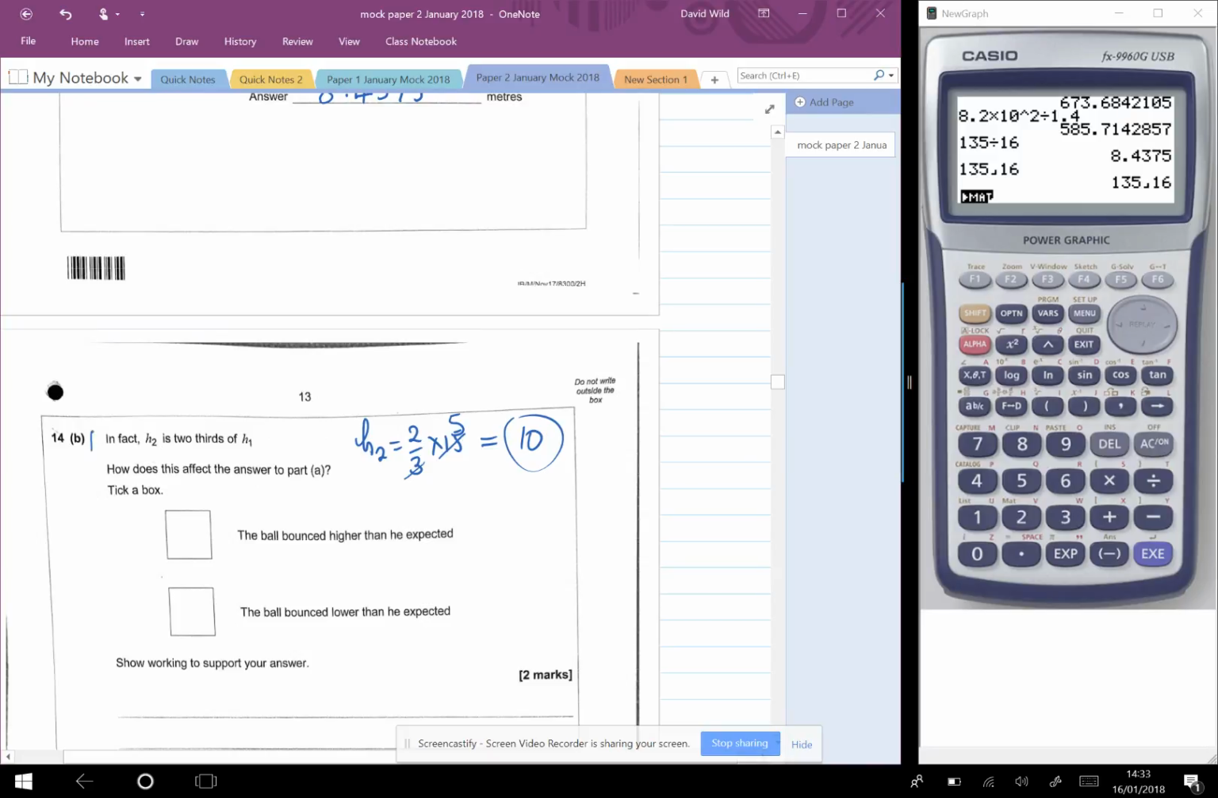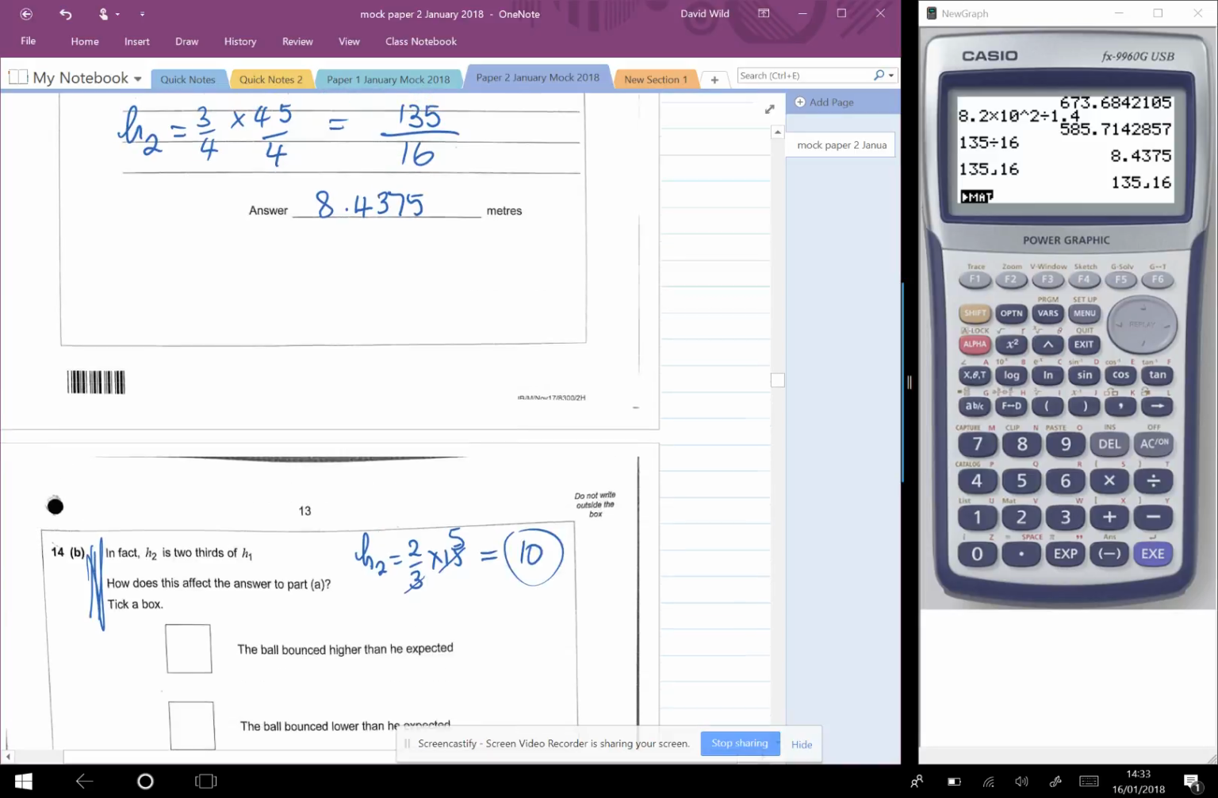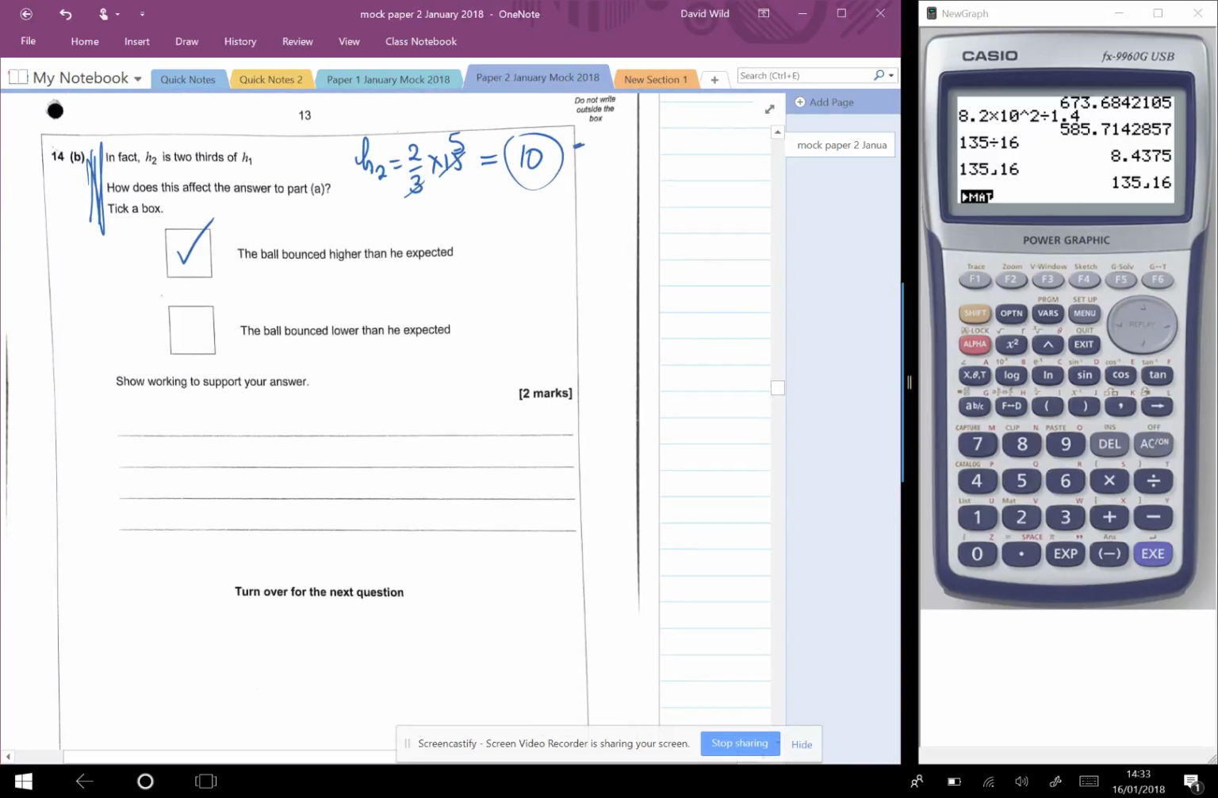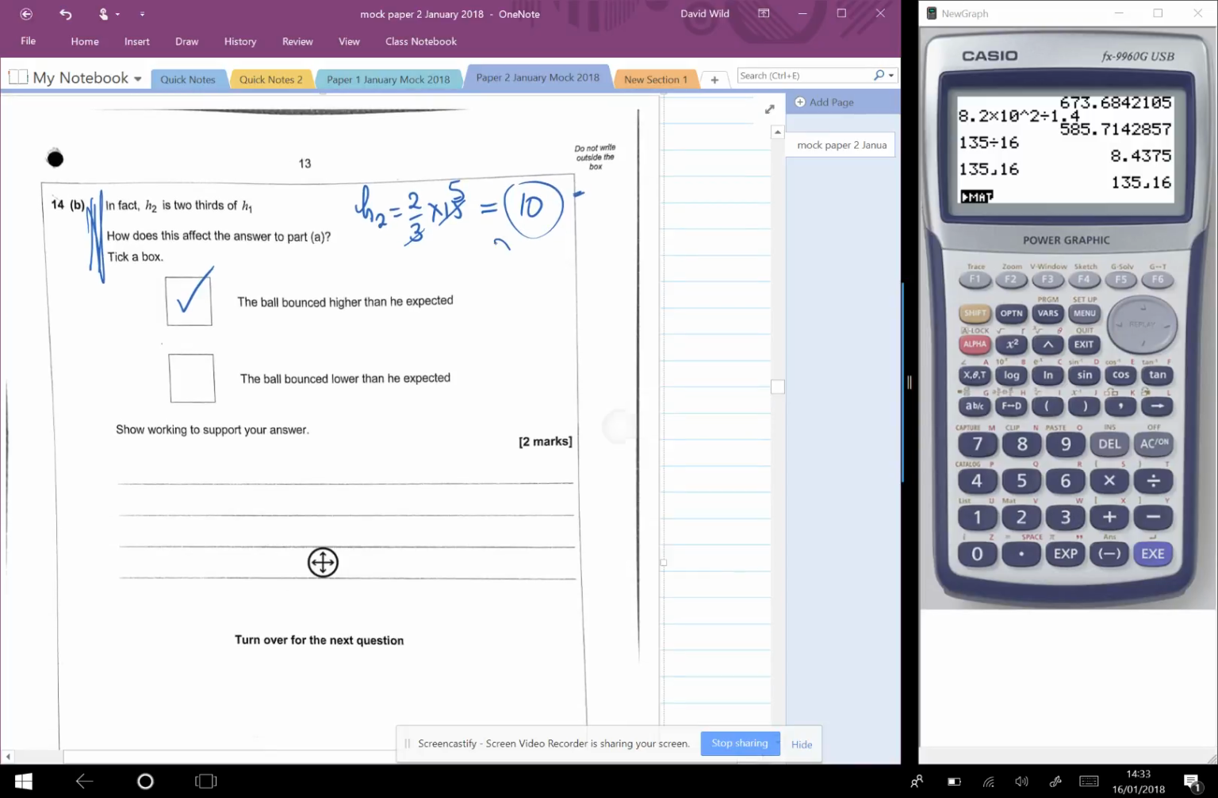Oh no, this is factual. This is what he expected. So how does it affect the answer? Ball bounced higher than expected. This is the actual. This is expected, so it bounced higher. Yes, that's right. Just getting that right. Show you're working to support your answer. So that's actually this working down here.